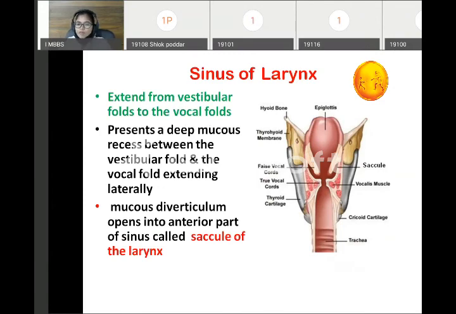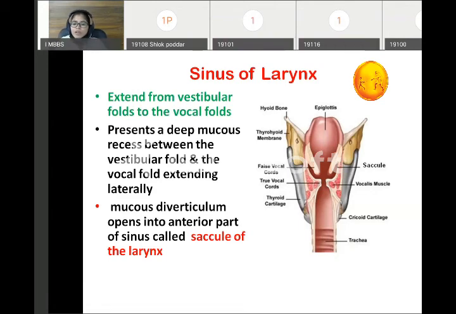Now, the sinus part of the larynx. The sinus of the larynx is present between the vestibular fold and the vocal fold. It presents a deep mucous recess which extends between the vestibular fold and the vocal fold. It extends laterally towards the thyroid lamina. You can see here, it extends laterally towards the thyroid lamina. And in the region of the sinus of the larynx, the quadrate membrane and cricovocal membrane are absent. So the mucous lining bulges in this region.